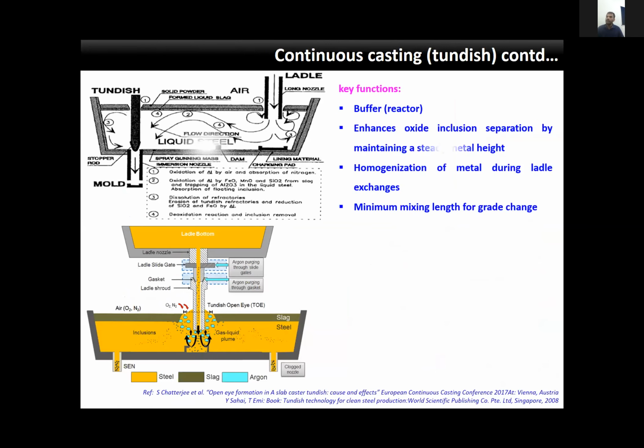Here you can see the key functions of the tun dish. Maybe a couple of decades ago, the tun dish was considered basically a buffer reactor. It did not have any chemical reactions or any major role. It was just a transiting vessel where the liquid steel was held for a period of time and then transferred to the mold. But today it's not like that. Tun dish performs several functions with respect to control of cleanliness. There are several major roles played by the tun dish.